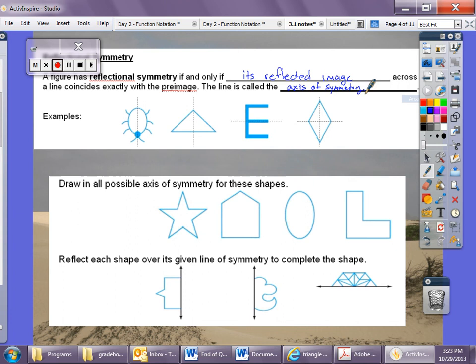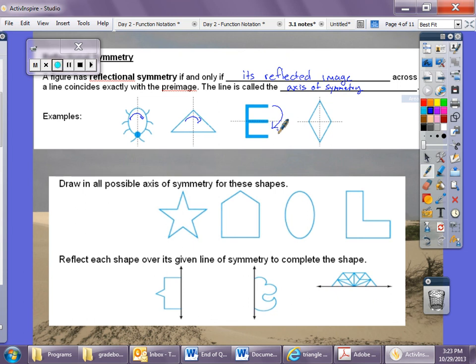Okay, so we have some examples here. So the reflected part, if you flip this and fold it, it's going to match exactly. They will match exactly. So that's your axis of symmetry. And then you can draw all possible axes of symmetry here for these shapes.